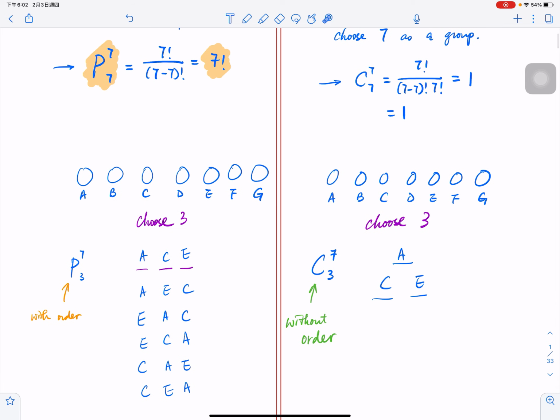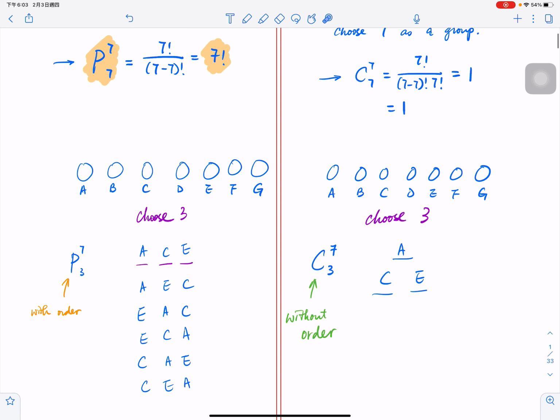How about this one? 7 items, choose 3, so 7C3 without any order. If you choose A, C, E, this is one of the combinations. Here we have 7 different items, maybe you say ABG, ABF, ABE, ABD. If you count it, you can use your calculator to find the value of 7C3.